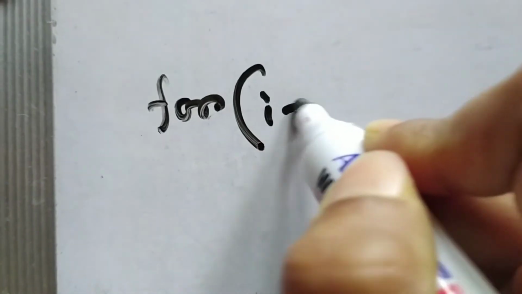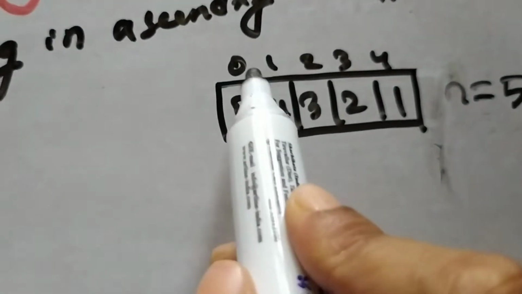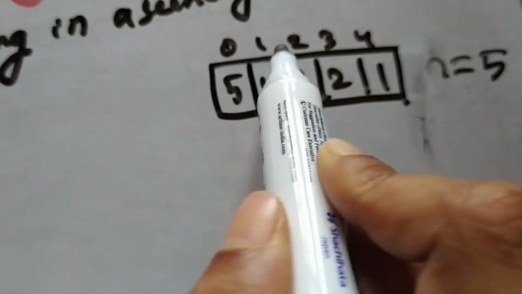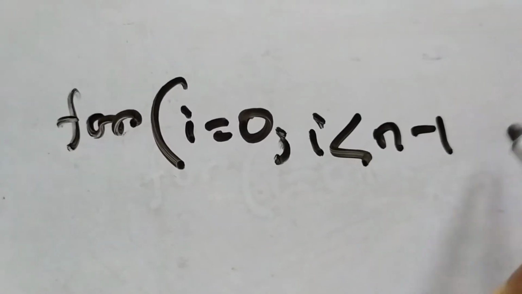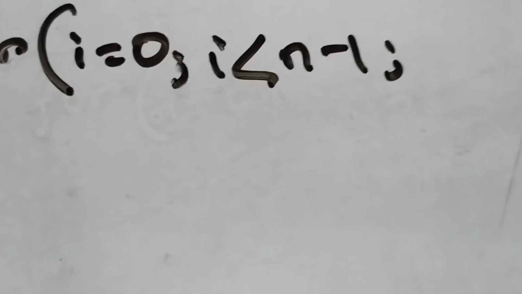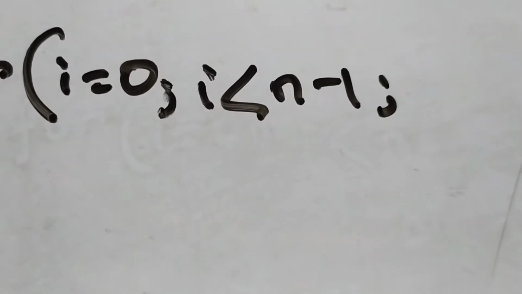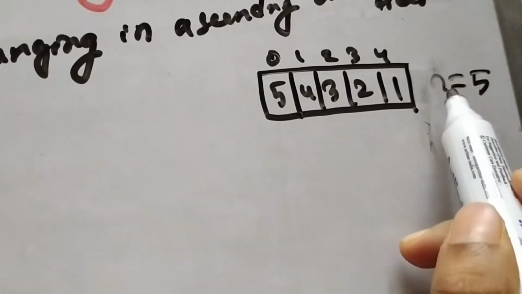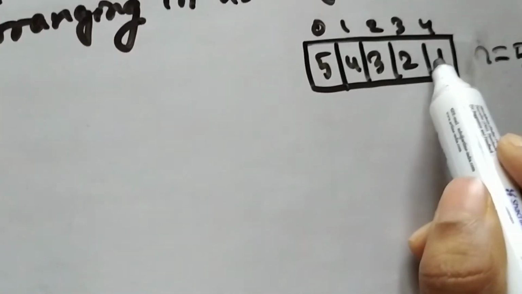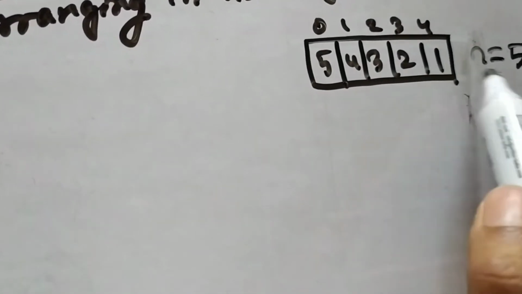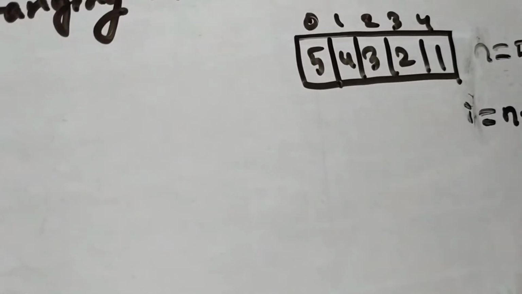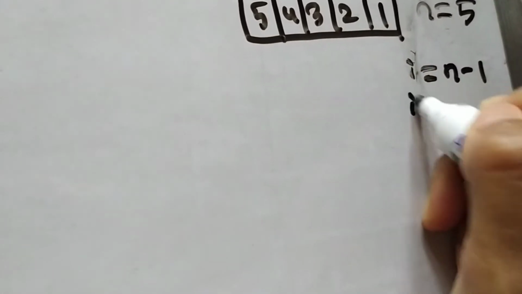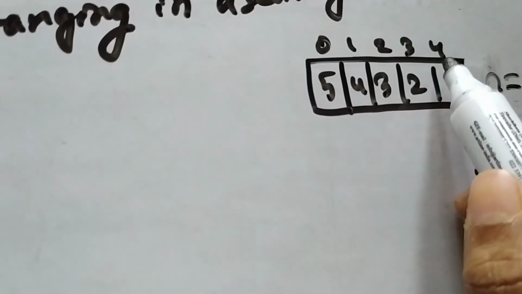for i equal to 0. Why? Because the index number starts from 0, so i equal to 0, i less than n minus 1. The total number of elements is 5, and the element on the fifth position is 1 with index number 4. So how to find the index number? It is n minus 1. What is n? n is 5. 5 minus 1 is 4.